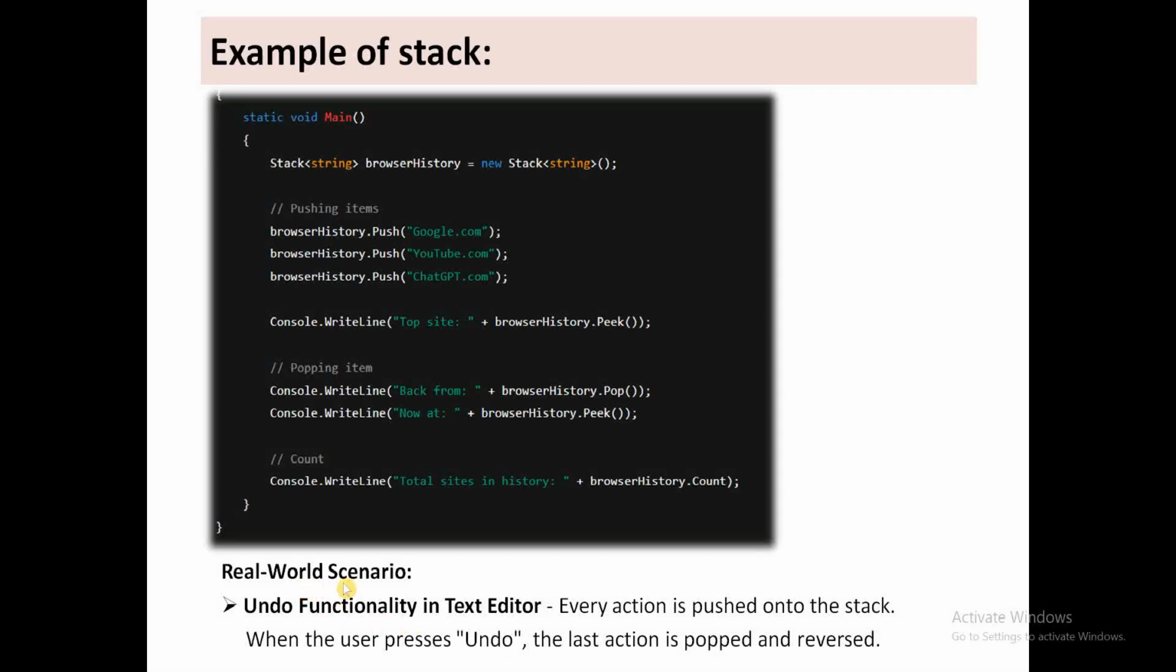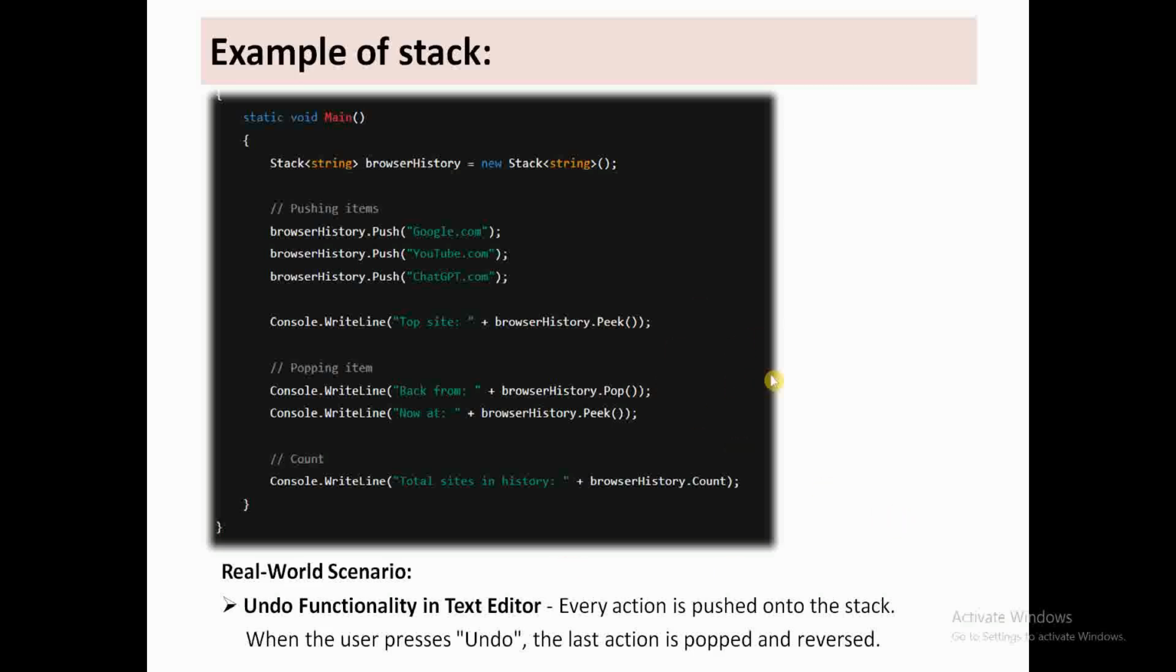So here we have a real world scenario: undo functionality in a text editor. Every action is pushed onto the stack. When the user presses undo, the last action is popped and reversed. Suppose we are working in a Word document, and we write some text and change that text. If at some specific point we want to undo the changes, we can undo them and the text is reversed, meaning the latest value is removed and the previous text is reflected.